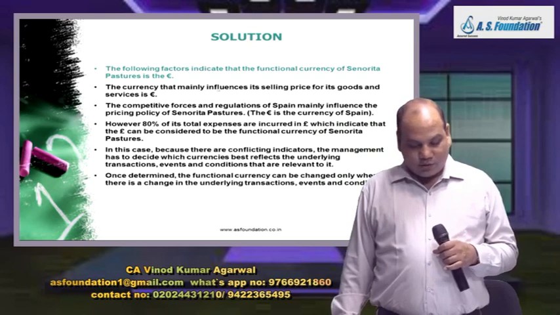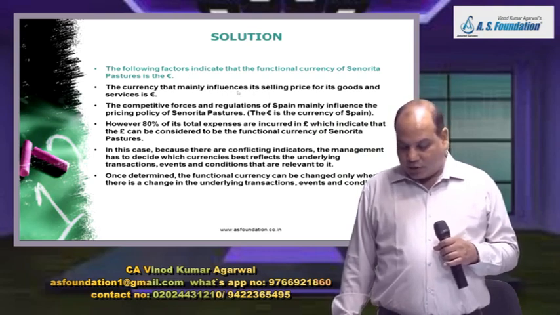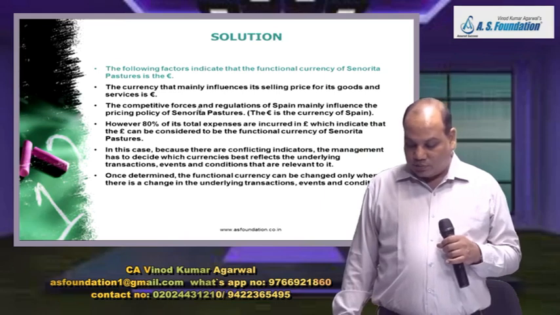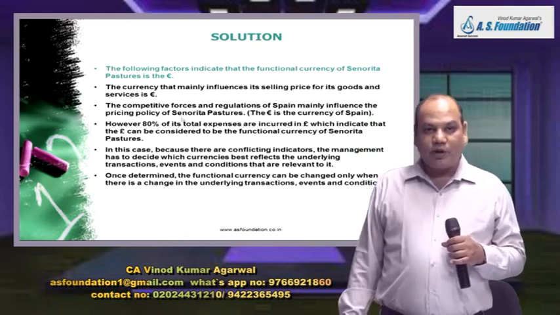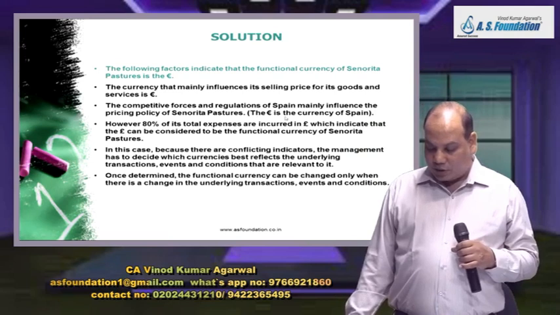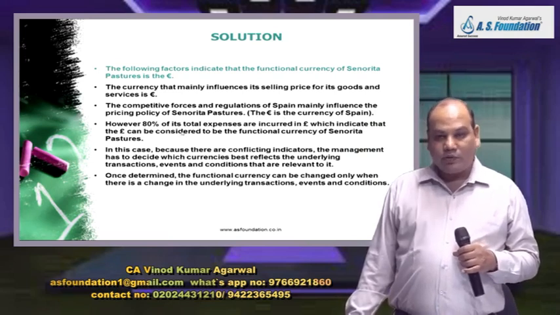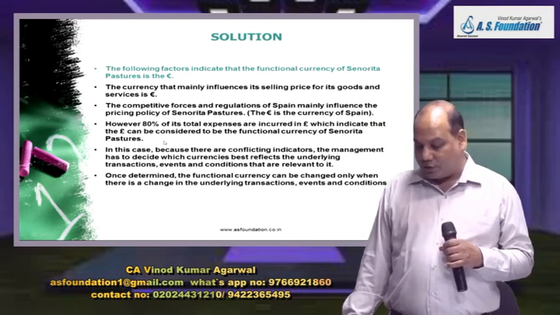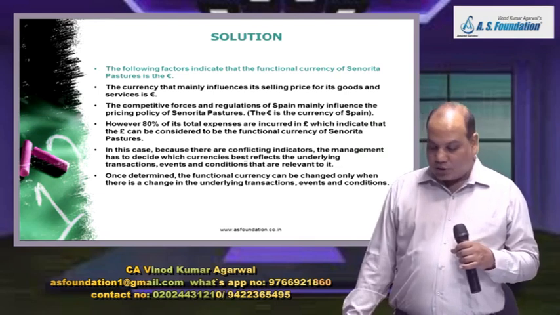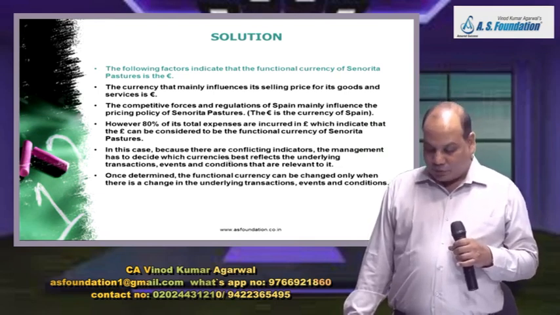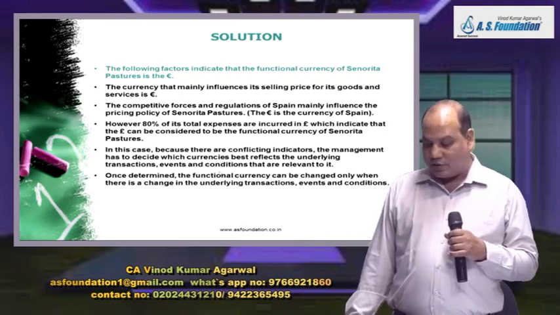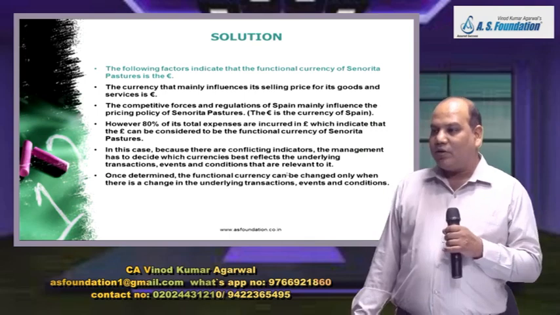So how will you write the answer? That is a strategy. The currency that mainly influences the selling price for goods is euro. The competitive forces and regulation of Spain mainly influence the pricing policy, that is again euro. However, 80% of total expenses is incurred in pound, which indicates that pound can also be considered as a functional currency. In this case, because there are conflicting indicators, the management has to decide which currency best reflects the underlying transactions, events and conditions that are relevant to it.